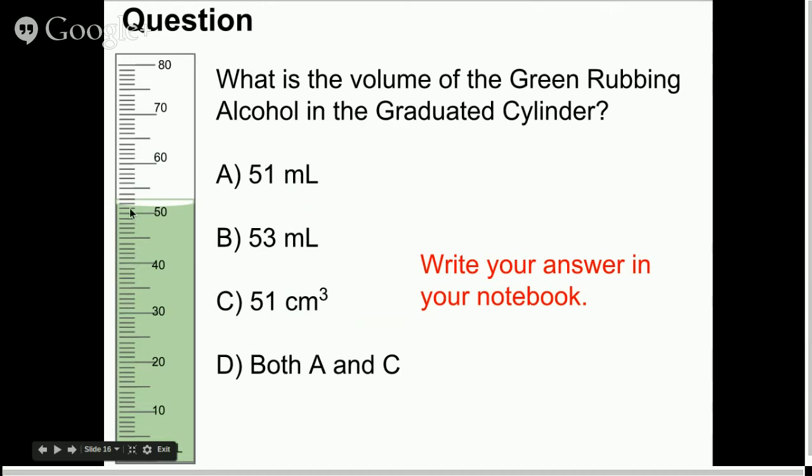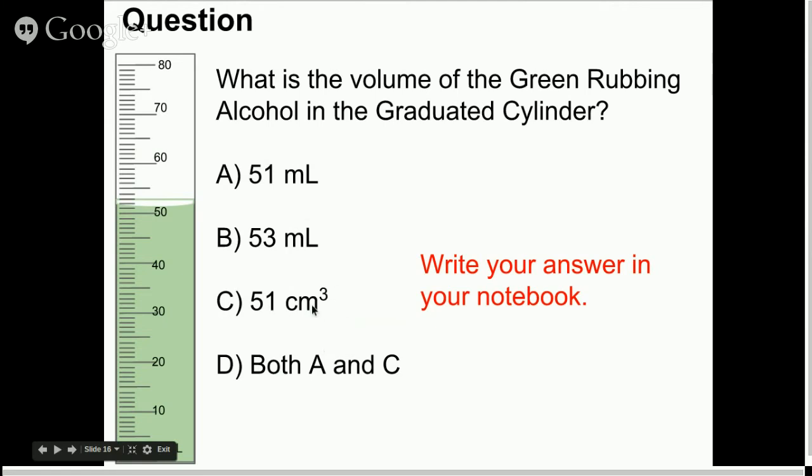All right. The water looks like it goes up to 52, maybe right there, and maybe even 53. But the bottom of it goes to 51. But there are two answers with 51 in them. Is it 51 milliliters or 51 cubic centimeters?